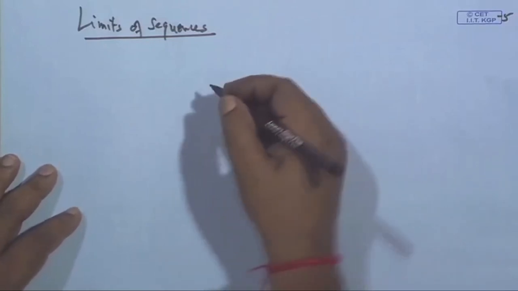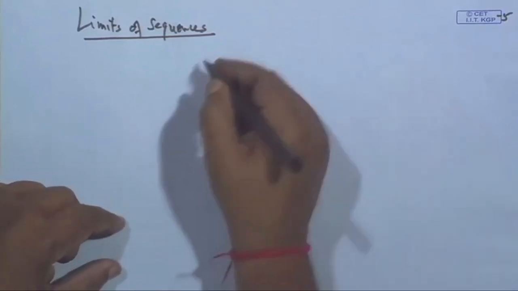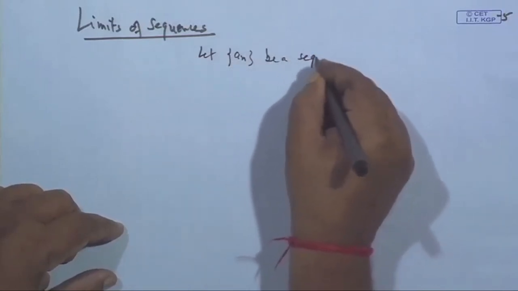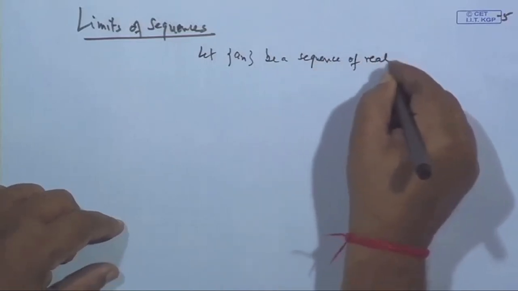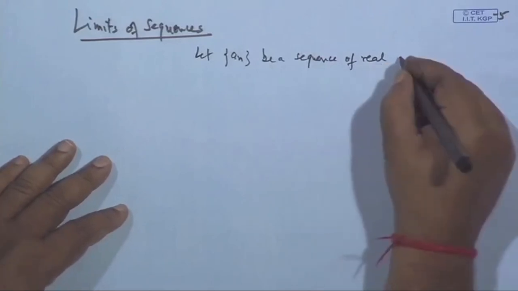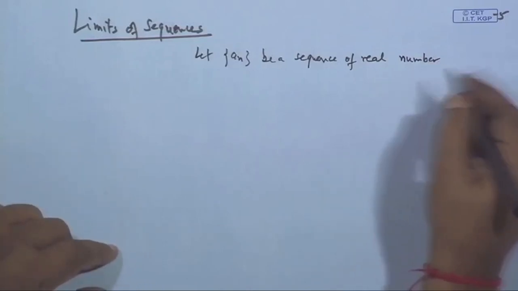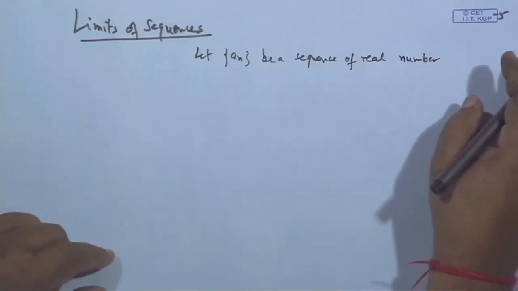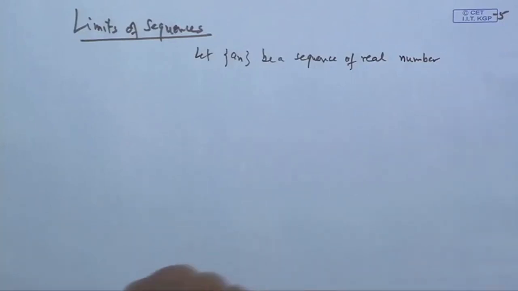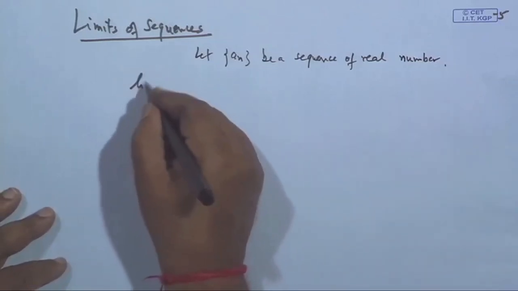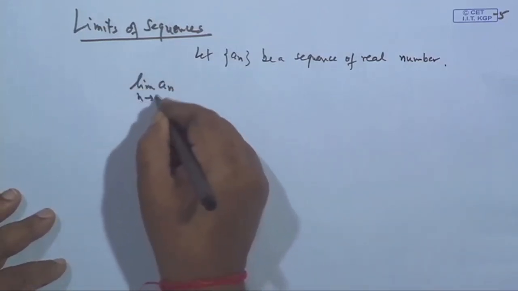Limit of sequences. Suppose a_n is a sequence. Let a_n be a sequence of real numbers. I am just saying real numbers now, I am not taking any rational numbers. Suppose we say the limit of a_n as n tends to infinity is L.